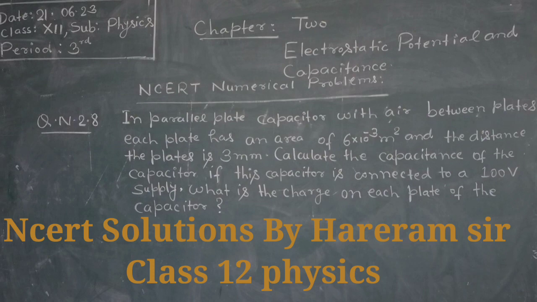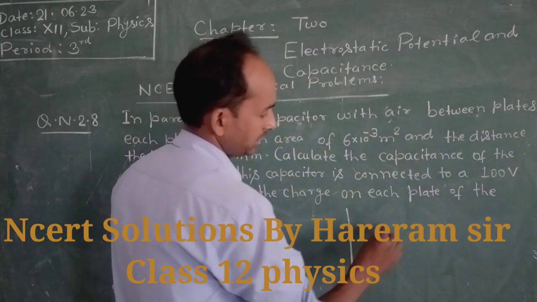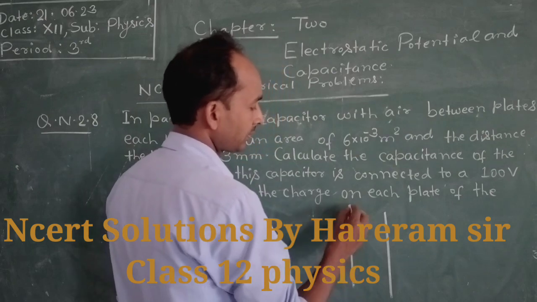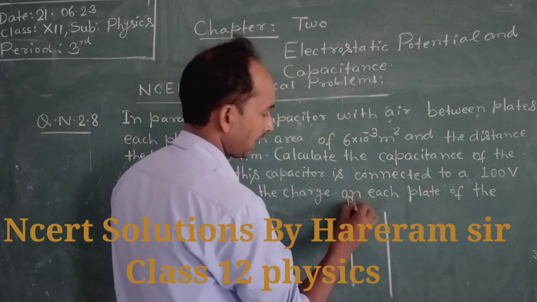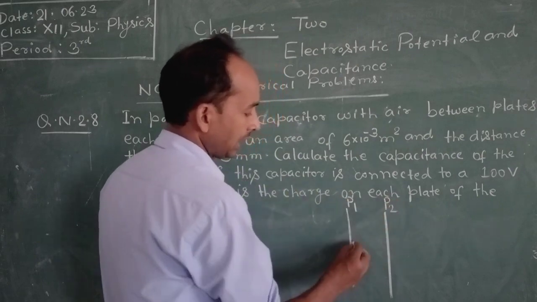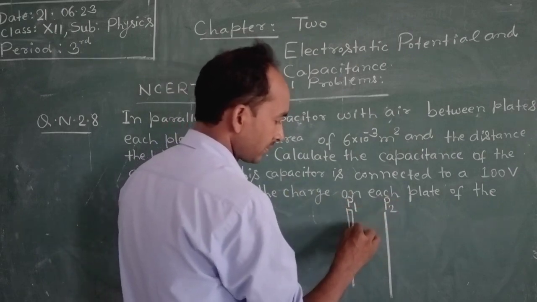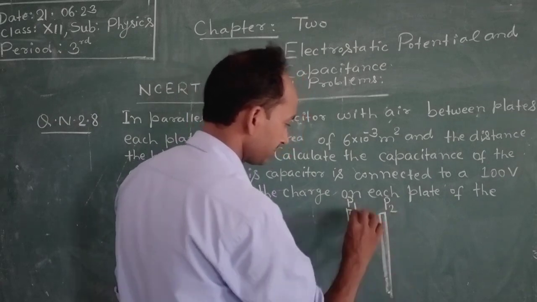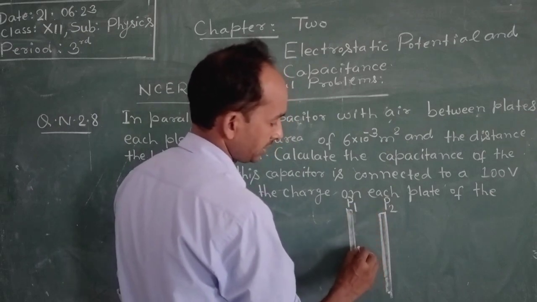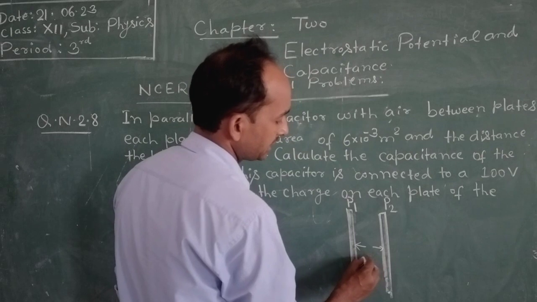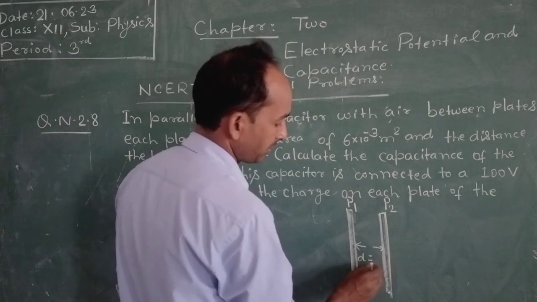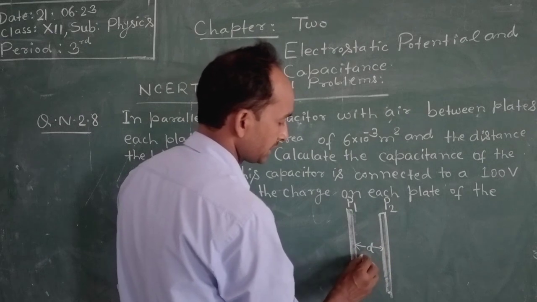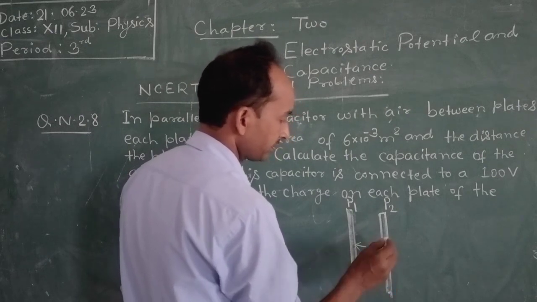This is a very simple question, formula based. There is no complication in this question. Suppose this is a parallel plate capacitor. This is plate P1 and this is plate P2, and the medium between these two plates is air. It is filled with air. And the distance between the plates is 3 mm.